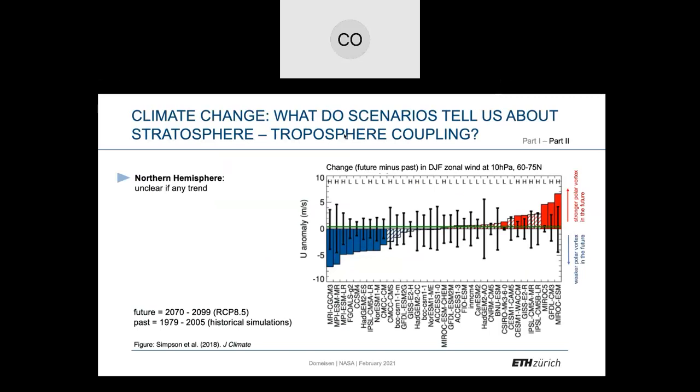Now, for the Northern Hemisphere in particular, it's really unclear if there's any trend. This is the change in the wind. So how will the vortex in the stratosphere develop in the future climate? This is a paper by Alice Simpson, where she looked at how that might change. And you can see that some models predict a stronger polar vortex in the future, and other models predict a weaker polar vortex in the future. And then there's a lot of models in between that don't have a clear response. And as you can see, the error bars are huge because the models don't have a very confident response towards what's happening with climate change.